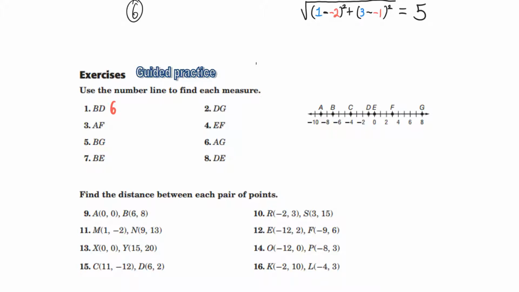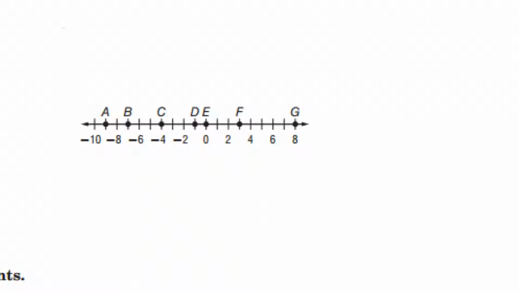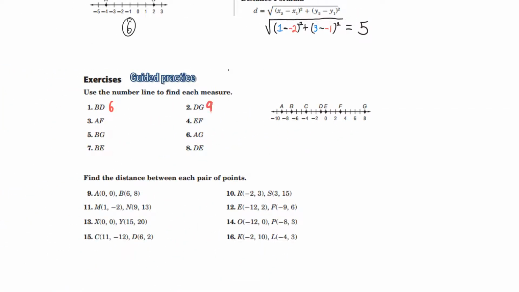Okay, number 2, DG. D is at -1 and G is at +8. So if you think about it, there's 1 here and then there's another 8. So it's 1 plus 8 gives you a total of 9 units from D to G. Okay, how long is AF? From -9 to +3, that's 12 units.